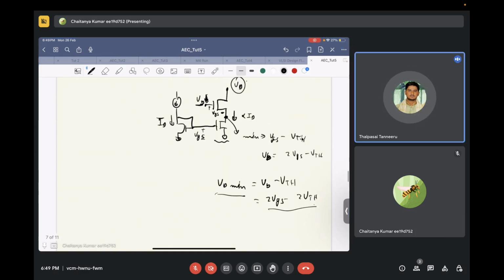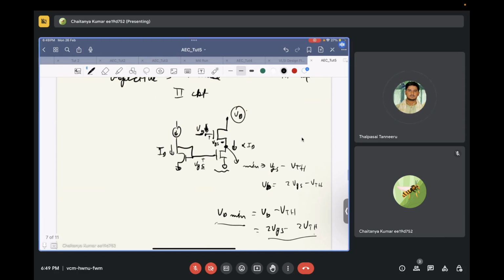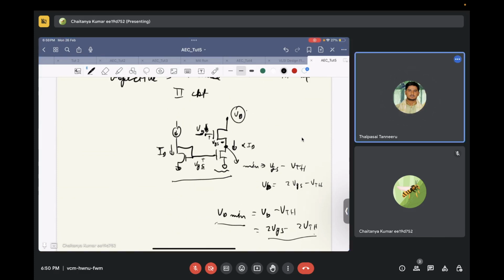Means in the current source, sir. Yeah, in this current source, there is one problem that has crept up. Can you identify that? Problem. It is not PVT, very immune to PVT. Why? Okay. Yeah, it is immune, sir.